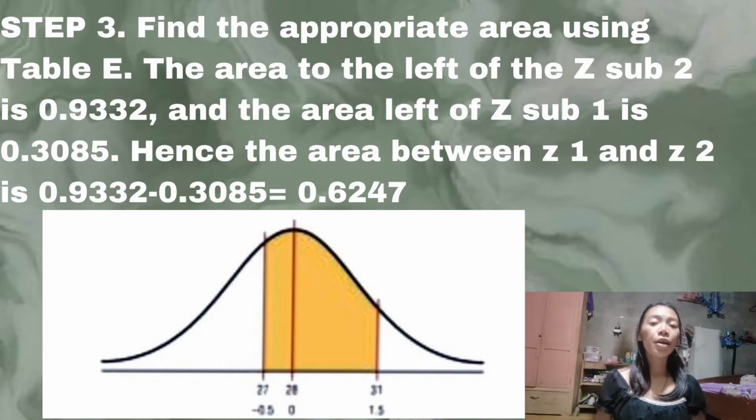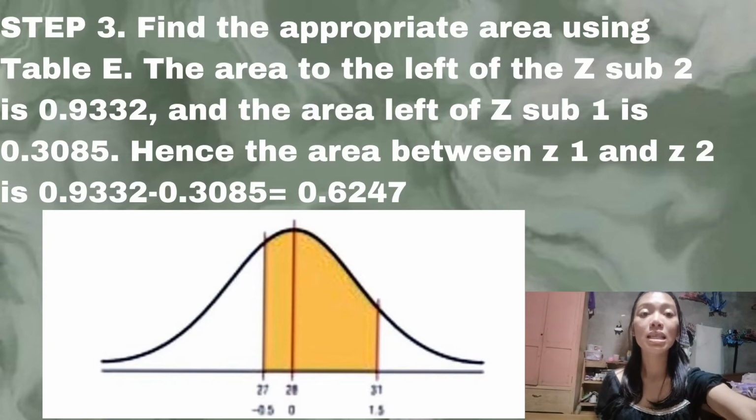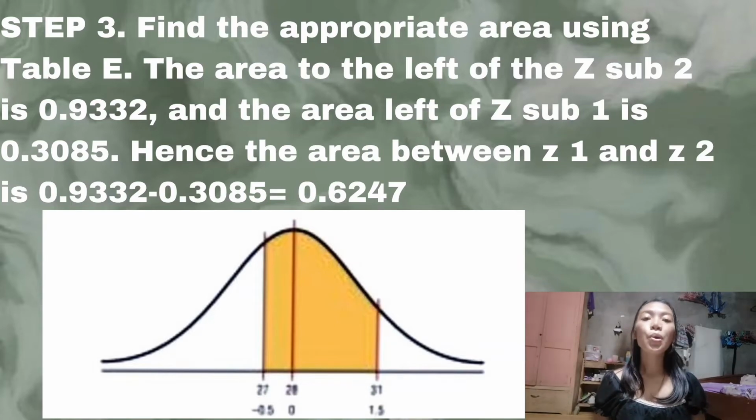Step 3. Find the appropriate area using table E. The area to the left of z sub 2 is 0.9332 and the area to the left of z sub 1 is 0.3085. Hence, the area between z sub 1 and z sub 2 is 0.9332 minus 0.3085 equals 0.6247. Class, para makuha ang final nga area, i-minus si z sub 1 ni z sub 2.